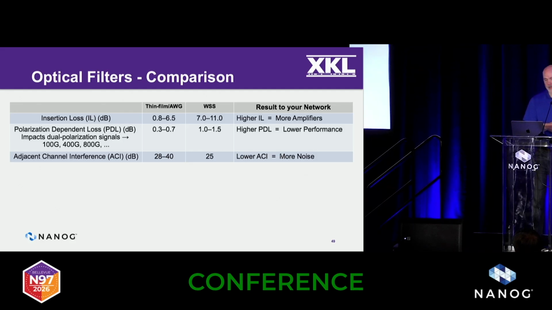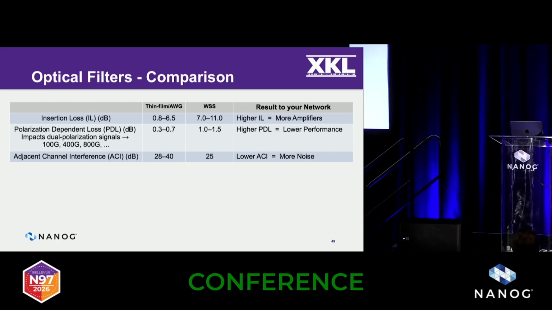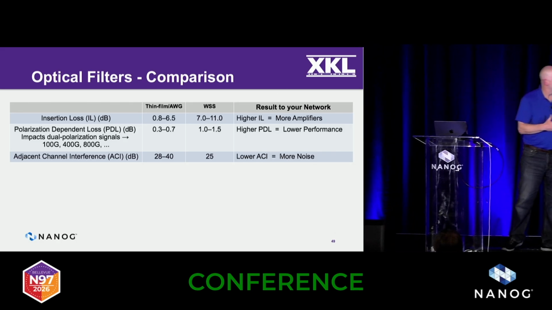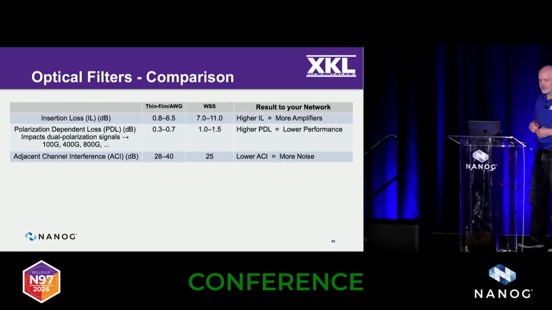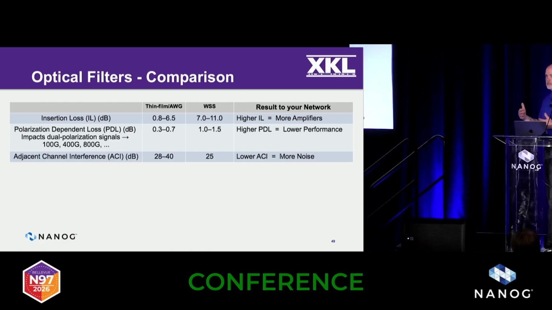And then ACI here. So this is how much suppressed the adjacent channels are. So 28 to 40 dB. The bigger that number, the better. I don't want red on my blue channel. So again, you can see here that the WSS is poorer performing than the thin film and the AWG.